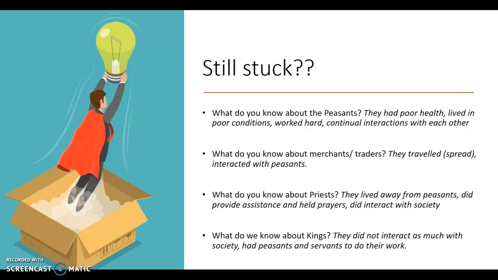What do we know about kings? They didn't interact as much. A king wasn't working the land. He had servants and peasants to do that. So while, yes, you could die of the plague as a king, you had less exposure to it.